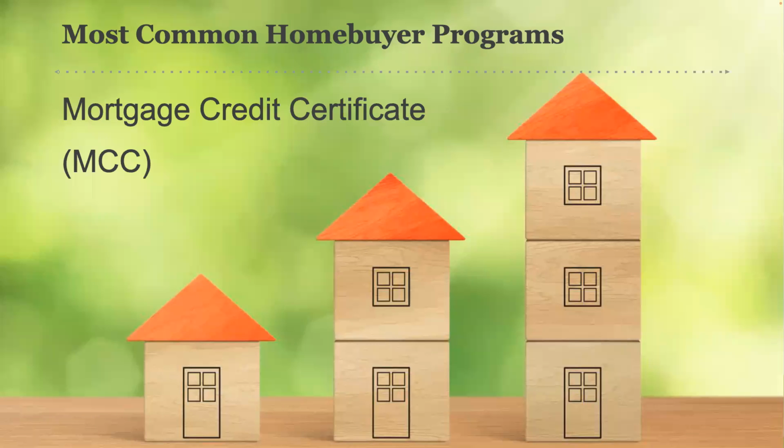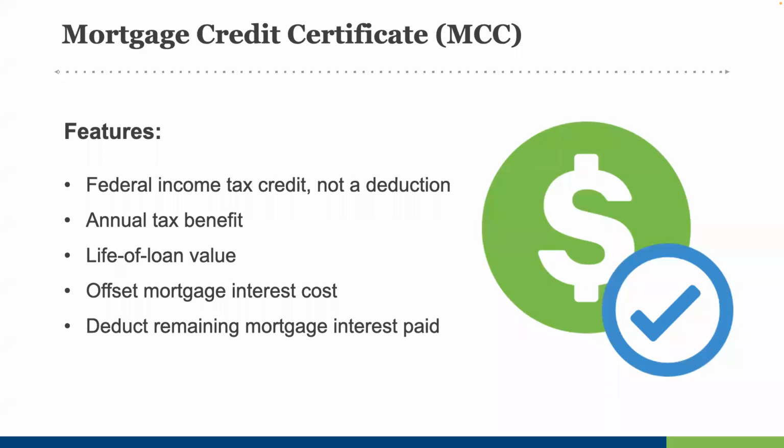Now let's look at the third of the most common homebuyer programs, the Mortgage Credit Certificate. The Mortgage Credit Certificate, or MCC, is available from state and local housing finance agencies in some states. This offers a federal income tax credit of up to $2,000 per year. Eligible buyers must get an MCC prior to closing and then get to use it every year for the life of their mortgage. The MCC tax credit helps offset part of your mortgage interest costs, and you still get to deduct the rest of the mortgage interest you paid each year.